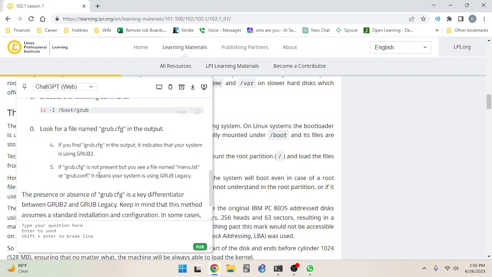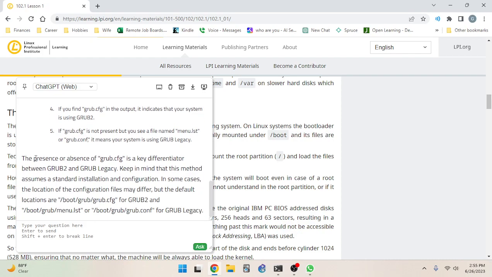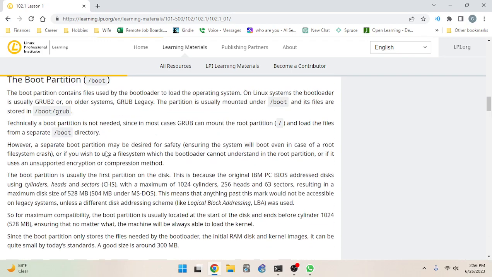If it's not there, then it's a .conf file for the legacy version or a menu.lst. So the presence or absence of grub.cfg is a key differentiator between grub2 and grub legacy. Keep in mind that this method assumes we're using grub2. Alright, moving on.